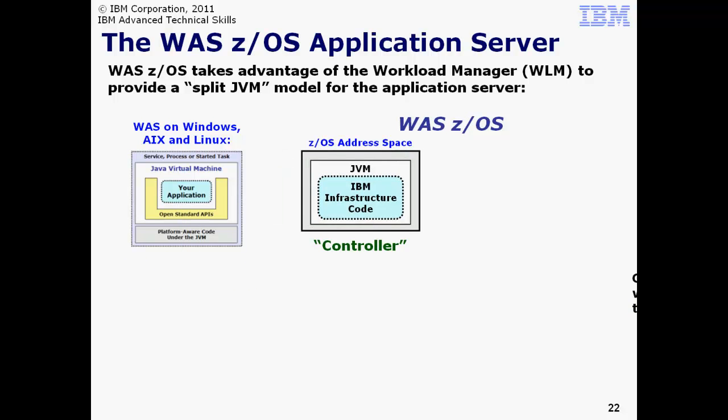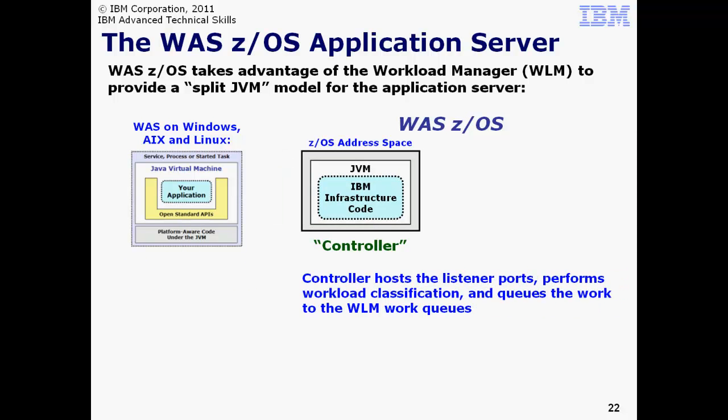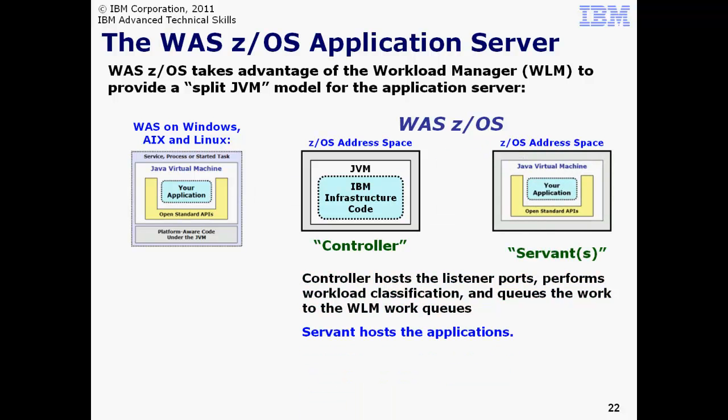The first of two WAS z/OS JVMs we'll explore is called the controller region. The Java code in this JVM is entirely infrastructure code, or what we like to call plumbing code. Your applications don't run here. The controller hosts the listener ports, but more importantly, the controller does what's known as WLM classification. The details of the WLM classification and the WLM work queues is something we'll cover in more detail in a separate video unit. The second JVM we'll illustrate is called the servant region.